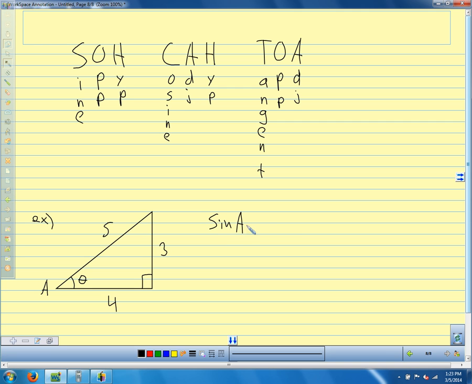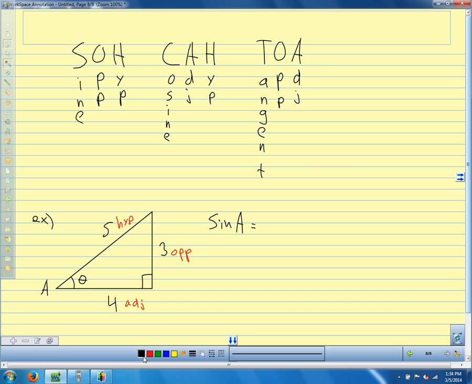So sine of A. What I'm going to suggest that you do with these kinds of problems is label the sides, kind of like we did for the Pythagorean theorem and for special right triangles. We're going to label them opposite, adjacent, and hypotenuse. So if this is angle A, the angle we're looking at, is side 4 opposite, adjacent, or hypotenuse? Side 4 is the adjacent side. That's next to the angle. Side 5? Opposite, adjacent, or hypotenuse? That's our hypotenuse. It's opposite the 90-degree angle, and it's the longest side. And that leaves this to be the opposite side.